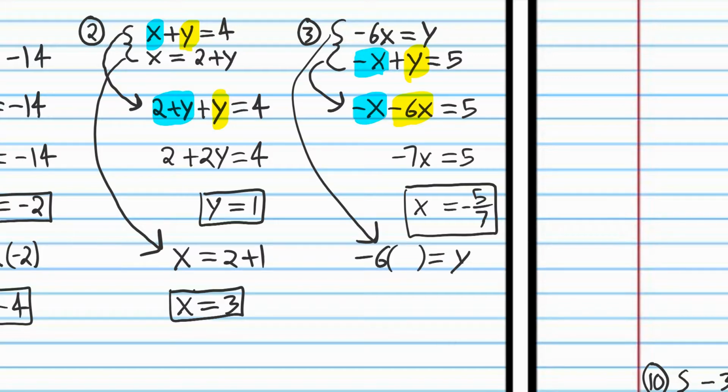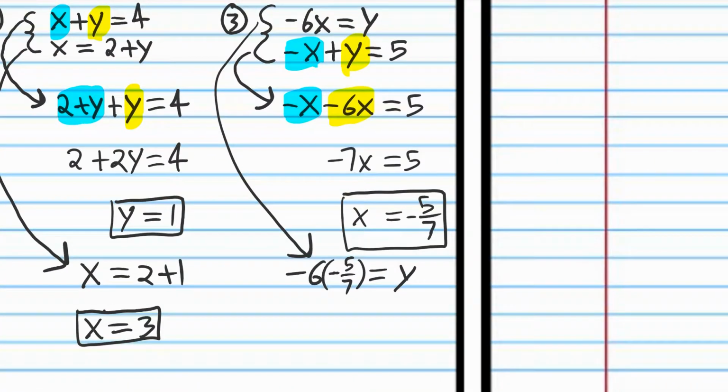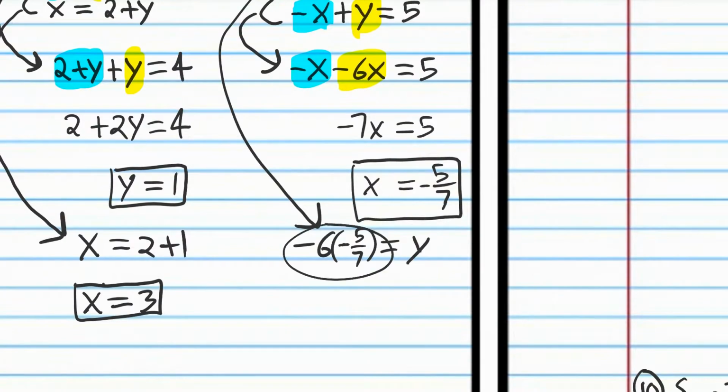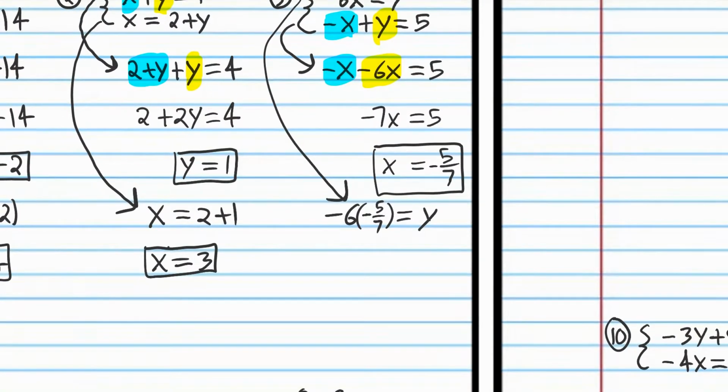So -6 times whatever x is, and we know that x is -5/7. Now at this point, a lot of students are going to become very frustrated and very nervous and anxious because they don't remember how to multiply a whole number by a fraction. If you're nervous and anxious about that, don't worry. Remember, when you multiply a whole number by a fraction, you just write the whole number as over 1.